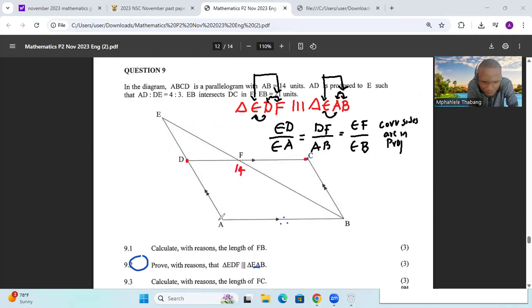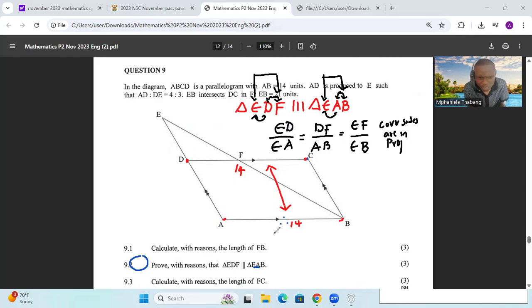How do I know? Because they told me that the length from A to B, it's 14. And I know that these two sides, DC and AB, are equal. Why are these two sides equal? Because these are the opposite sides of a parallelogram. Opposite sides of a parallelogram are equal. So DC equals AB. If AB is 14, which is what we have been told, then DC also is 14.